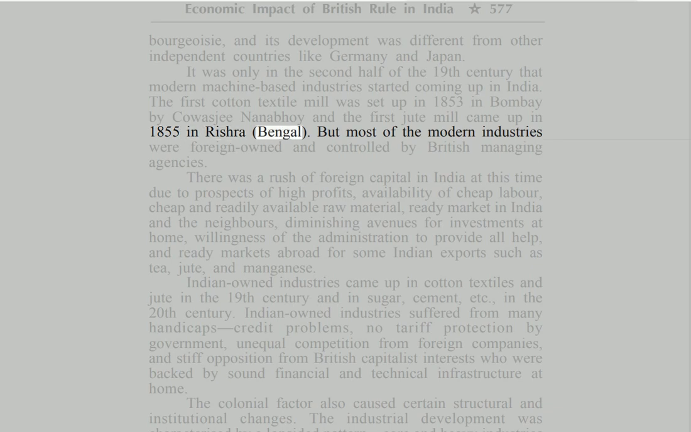But most of the modern industries were foreign-owned and controlled by British managing agencies. There was a rush of foreign capital in India at this time due to prospects of high profits, availability of cheap labor, cheap and readily available raw material, ready market in India and the neighbors, diminishing avenues for investments at home, willingness of the administration to provide all help, and ready markets abroad for some Indian exports such as tea, jute, and manganese. Indian-owned industries came up in cotton textiles and jute in the 19th century and in sugar, cement, etc. in the 20th century.